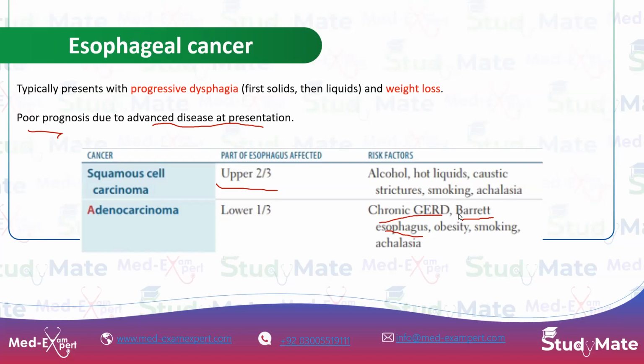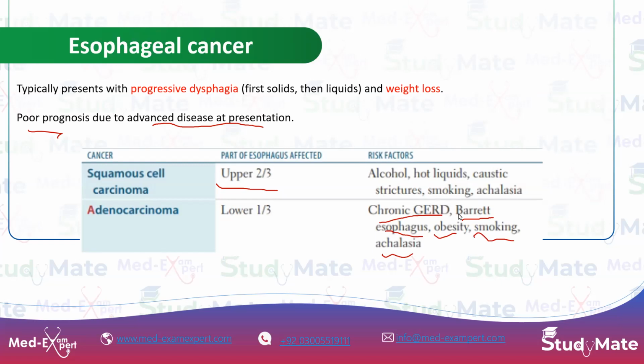स्क्वेमस सेल्स होते हैं वो कन्वर्ट होते हैं कॉलमनर सेल्स में और वो फिर बाद में एडिनोकार्सिनोमा फॉर्म कर सकते हैं. क्रॉनिक गर्ड की एक वजह स्मोकिंग भी होती है और ओबेसिटी भी होती है और एक कलेजिया is also a risk factor for the adenocarcinoma.